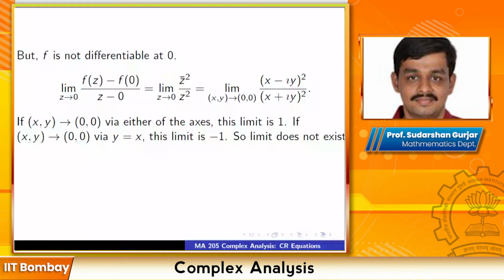But now let's take the limit along the diagonal y equal to x. So if (x, y) goes to 0 via y equal to x, then what do you get? Let's put y equal to x, then you get (x minus iy) square upon (x plus iy) whole square. So the x square cancels. So it's (1 minus i) square upon (1 plus i) square, and you can check that this is equal to minus 1. So the limit in this case does not exist. In one direction the limit is 1, in the other direction the limit is minus 1.